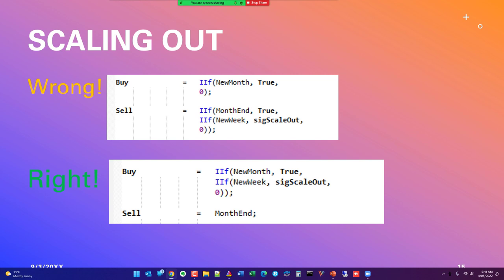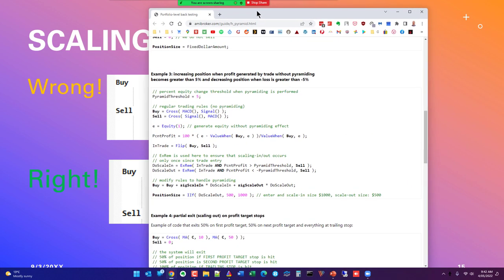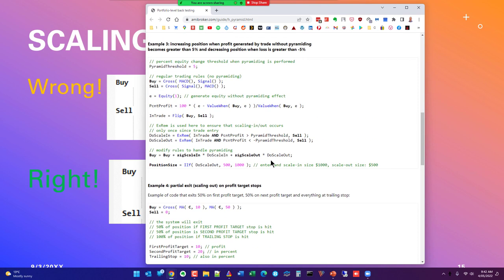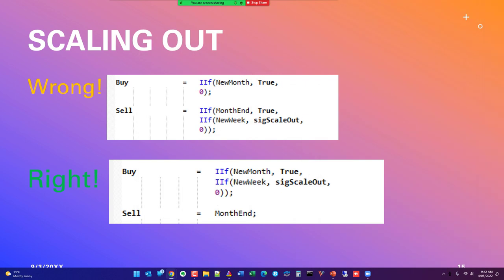See if I can call that up here for you. Yeah, I've got a link to this later in the presentation, but you can see here it's quite clear that the sig scale in and sig scale out both work on the buy side. So if you always refer to the help, you won't go far wrong.